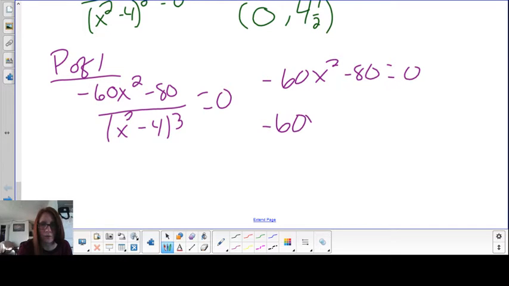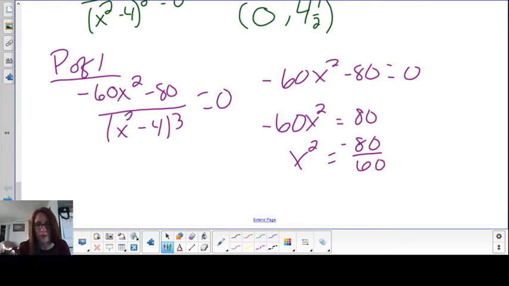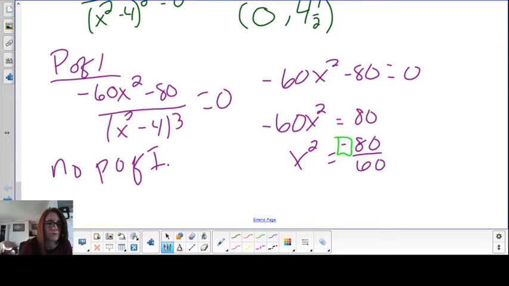I add over my 80, divide by a negative 60, and I get negative 80 over 60. Now because that, in a different color, let's do this green, highlight it, has a negative sign, I go and try and take the square root. I can't take the square root of a negative. It's not possible. So there's no points of inflection. And that happens sometimes.